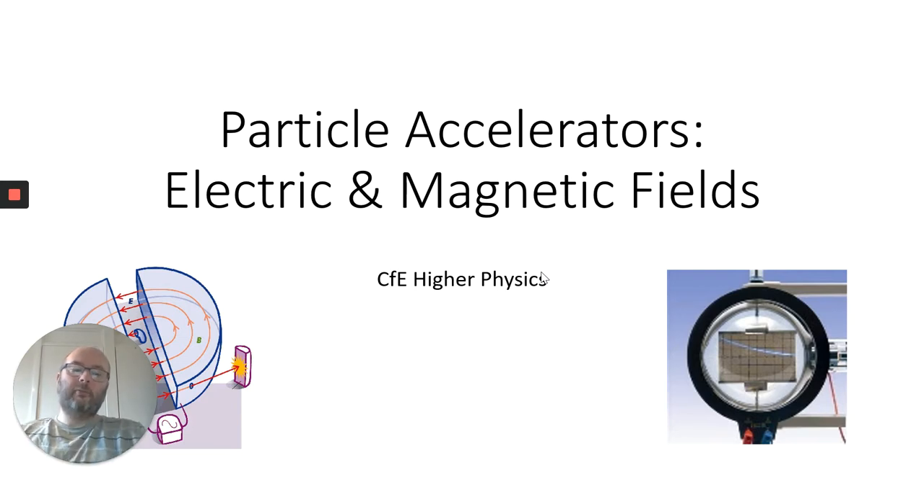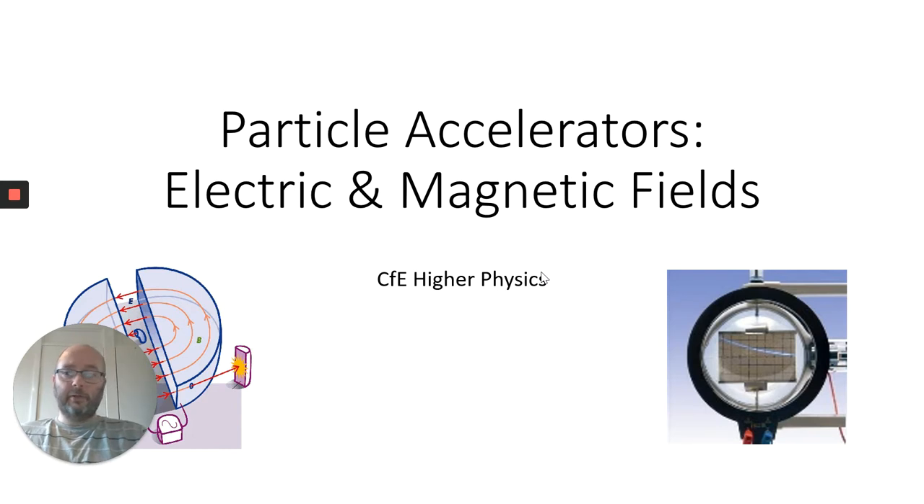To give you an idea of where we're going with this, we're going to be looking at using particle accelerators as a context for electric fields and magnetic fields as well, for that matter. And we're going to go on then to look at a little bit actually of quantum physics, but we're not going to call it quantum physics. We'll leave that for another time. In Higher, we will be looking at some of the groundwork that we're going to need for our study of quantum physics in Advanced Higher, and we'll try and make that explicit as we go.